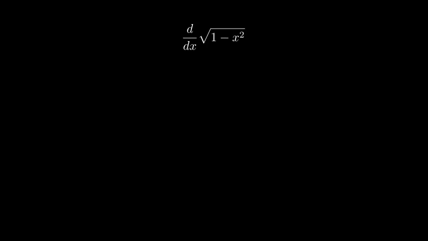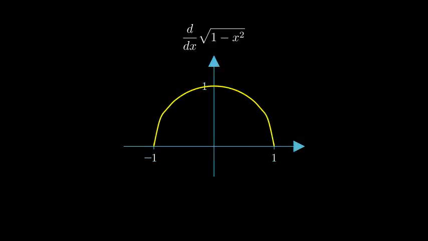Let's find the derivative of the square root of 1 minus x squared with respect to x. Before we dive into the calculation, let's visualize what this function looks like. This is actually the equation of the upper half of a circle with radius 1 centered at the origin.